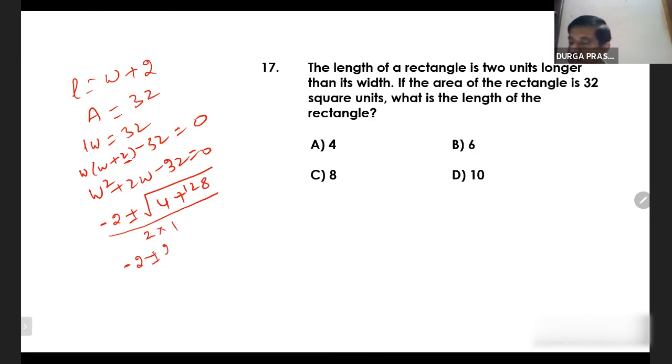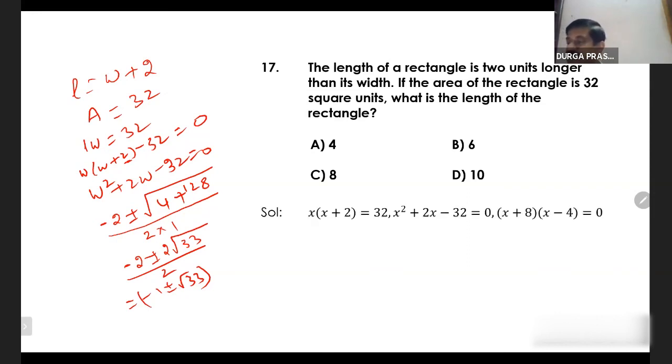So if you take 2 common, you'll be getting 1 plus 32, 33 by 2. So that is minus 1 plus or minus root 33. So root 33 is approximately near to 6. This is not exactly 6, but 5 point something minus 1 is approximately 4 point something. But we should not be given numbers like that.